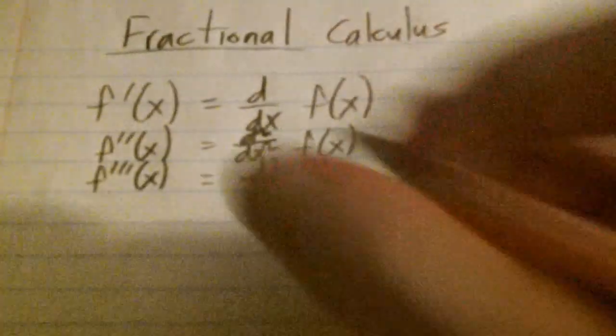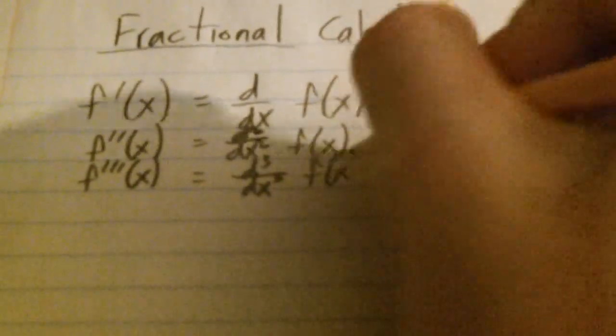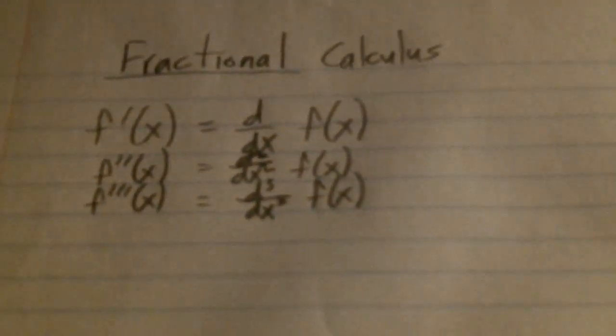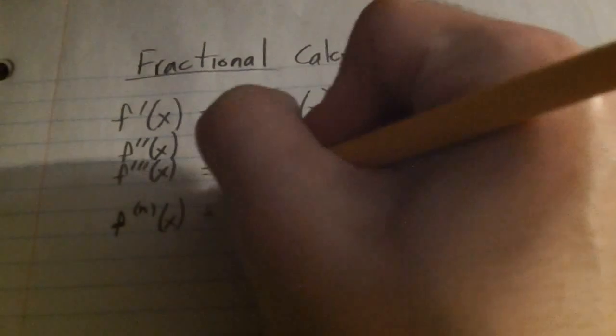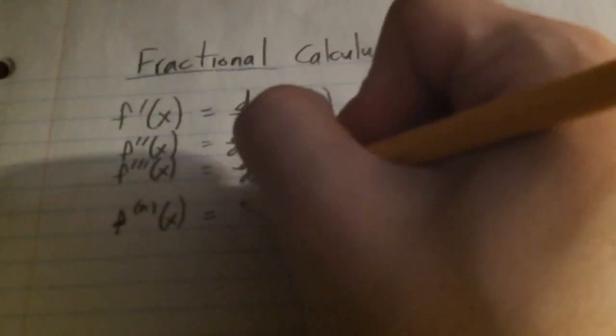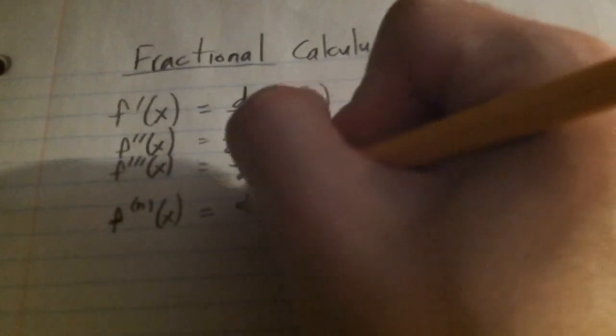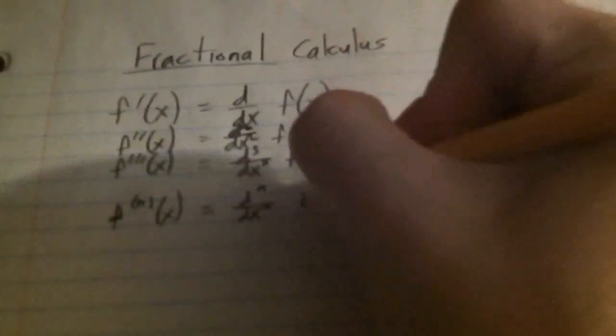It's almost as though we're treating the operator as a variable, which normally you shouldn't do, but it's almost as though it's d squared over dx squared of that same function. Triple prime of x is equal to the third derivative, and we can do this as much as we want, really. All we're really saying is that the nth derivative of the function with respect to x, we can say like d to the n over dx to the n of f of x.